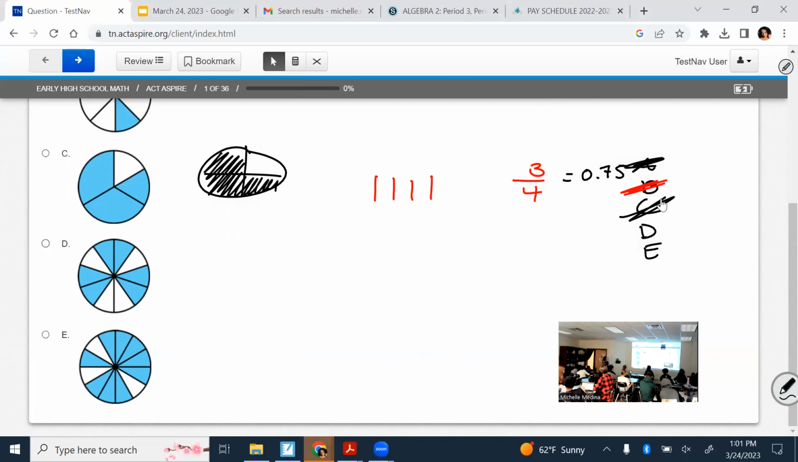So between D and E, you might actually have to do math. How many sections in this one? 10. How many are shaded? Which does not match the same fraction. It doesn't match the same decimal.